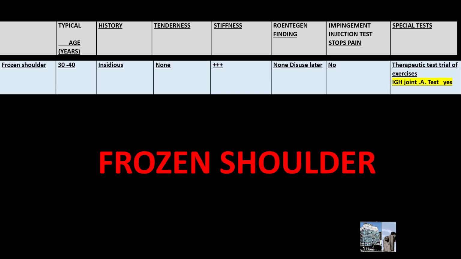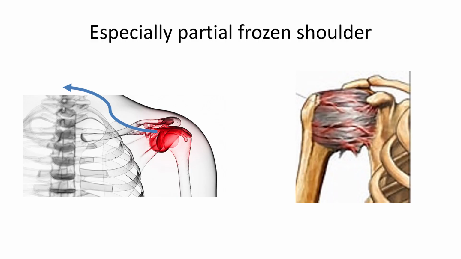Frozen shoulder. This is also another entity. The patient comes with pain, which can also radiate to the neck. The pain from the shoulder radiates in cases of partial frozen shoulder, which is more common than total frozen shoulder, and in cases of total frozen shoulder, the pain actually is less.